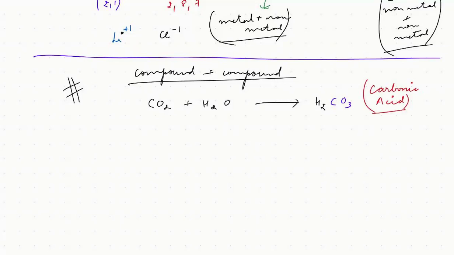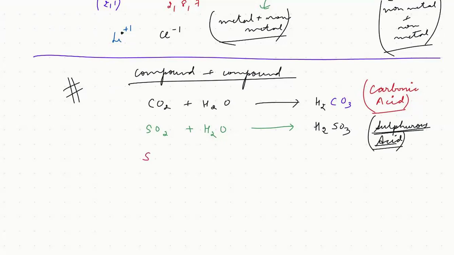Then we would have SO2 plus H2O. Then what is going to happen? If you're writing SO2 plus H2O, it would be H2SO3, and that would be sulfurous acid. Are you understanding? Yes.